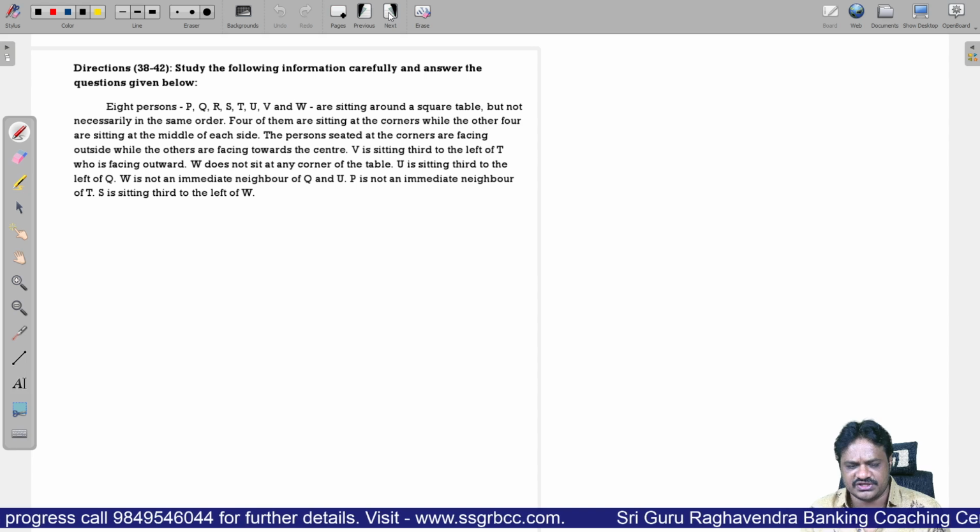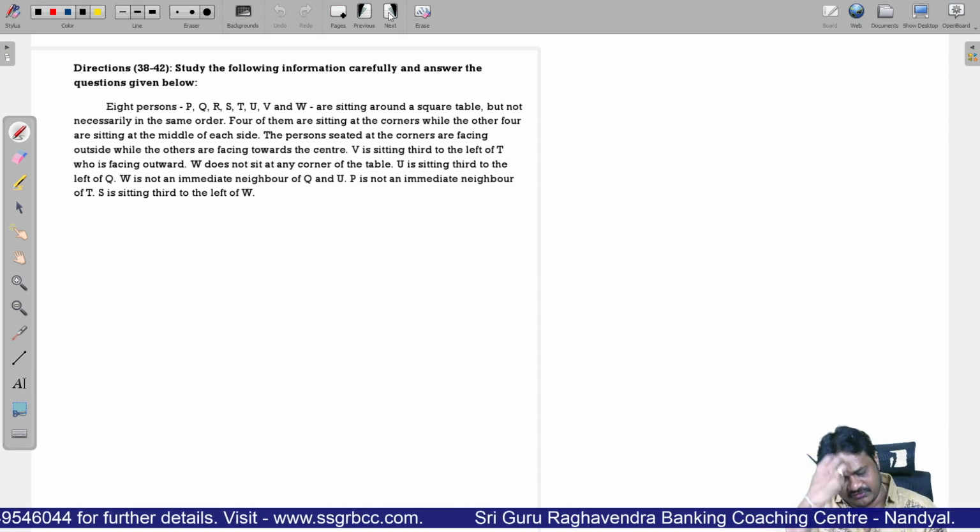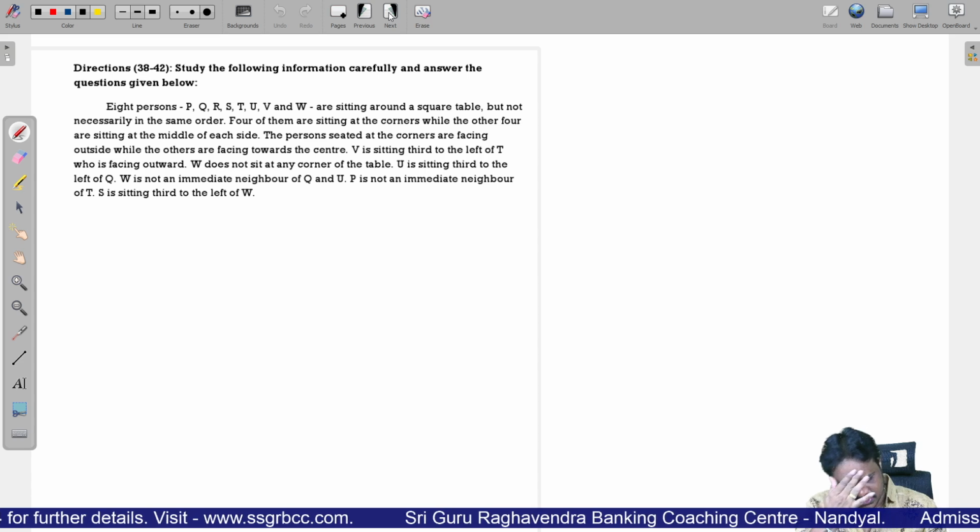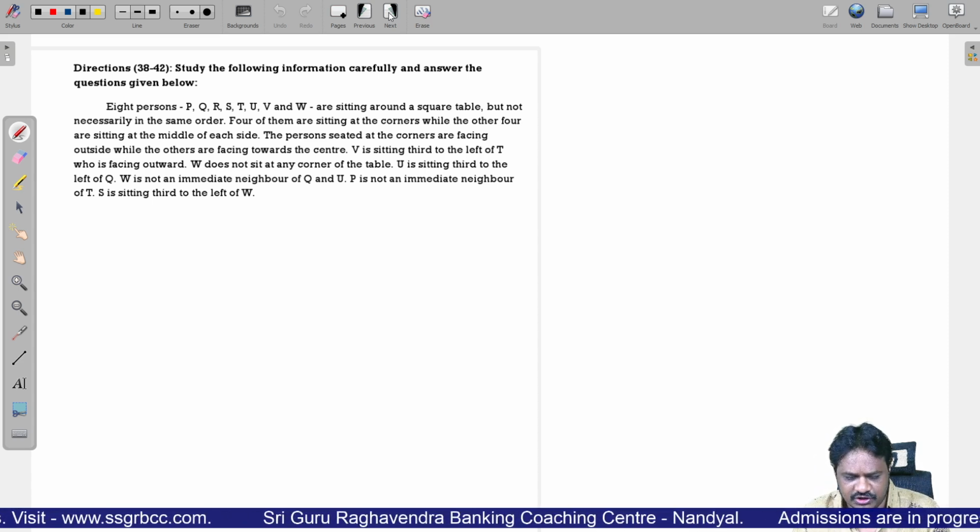Let us see the next one. This is the square seating arrangement. Study the following information carefully, then answer the questions. There are 8 persons, P, Q, R, S, T, U, V, W. They are sitting around a square table, not necessarily in the same order.